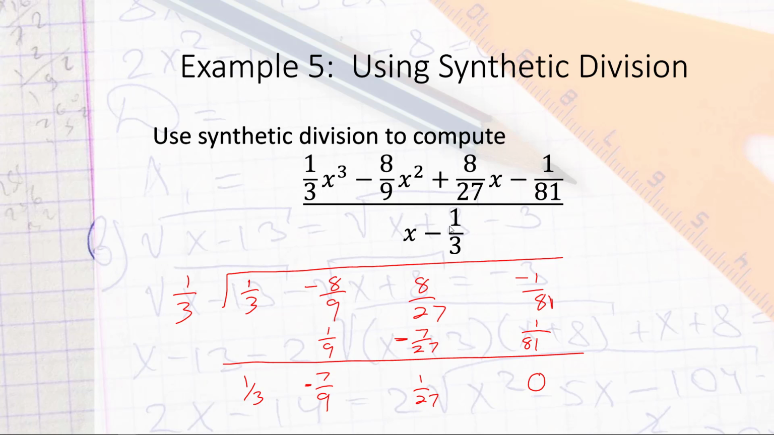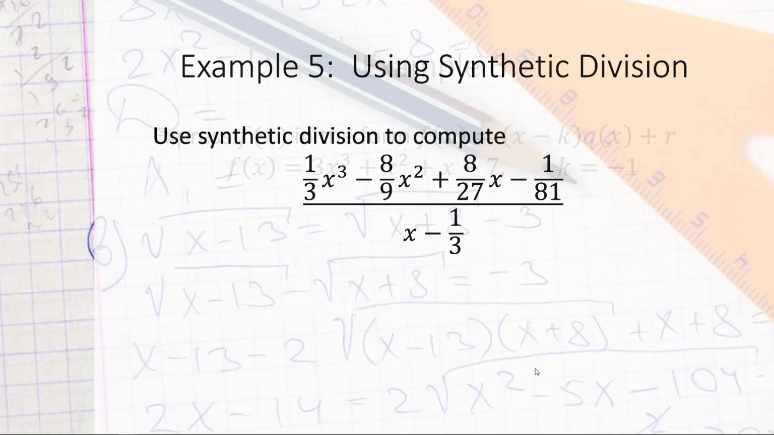So it turns out that when you divide this, the result is going to be 1/3 x squared minus 7/9 x plus 1 over 27, and it divides evenly. There is no remainder.